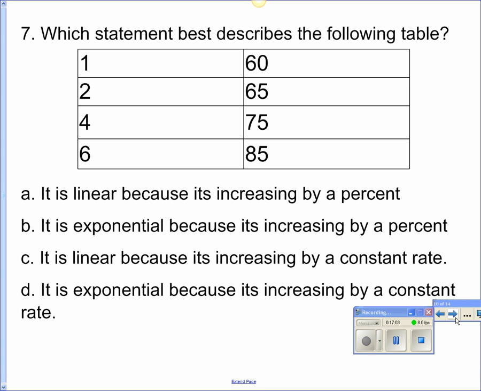Number 7, which statement best describes the following table? All right, A says it is linear because it is increasing by a percent. Circle percent and put exponential out to the side. Percents go with exponential functions. So when you see percent, you always want to think exponential. Percent is exponential.